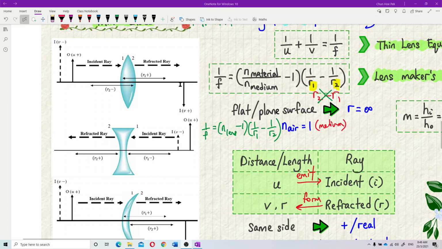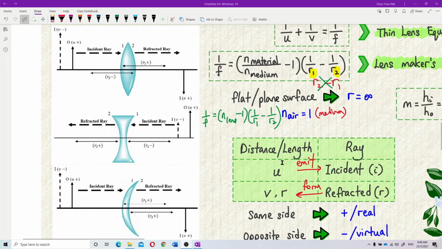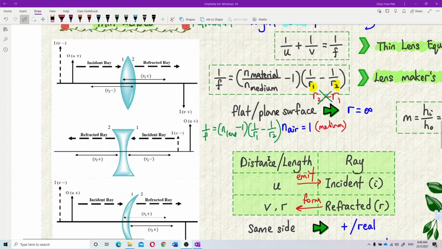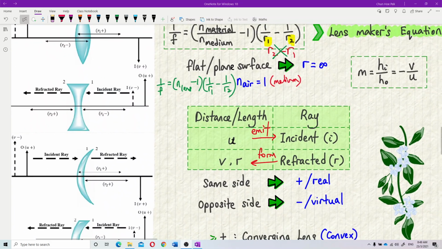Here I just want to go back over the important parts in determining the sign convention, positive and negative, for a thin lens. First of all, object distance is always compared with the incident ray, because the object is the one that emits the incident ray. The image distance is compared with the refracted ray, because it is the refracted ray that forms the image.